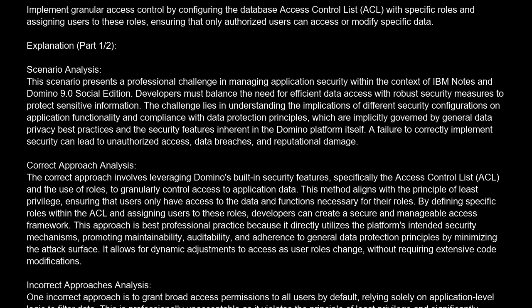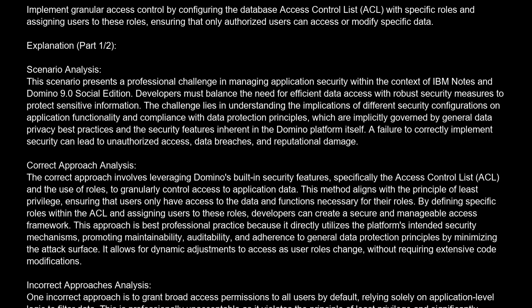Explanation. Scenario analysis. This scenario presents a professional challenge in managing application security within the context of IBM Notes and Domino 9.0 Social Edition. Developers must balance the need for efficient data access with robust security measures to protect sensitive information. The challenge lies in understanding the implications of different security configurations on application functionality and compliance with data protection principles, which are implicitly governed by general data privacy best practices and the security features inherent in the Domino platform itself. A failure to correctly implement security can lead to unauthorized access, data breaches, and reputational damage.